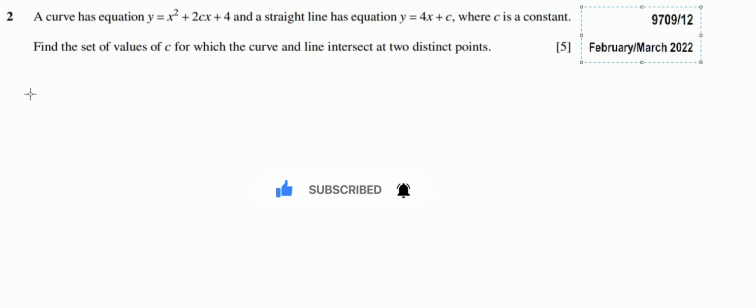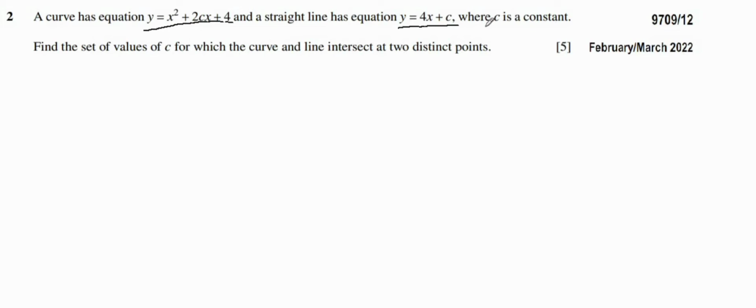Here with yet another video regarding A-level past papers, and we are doing February March 2022 paper 1 question number 2. So in this question, a curve has equation y is equal to x squared plus 2cx plus 4, and a straight line with equation y is equal to 4x plus c.